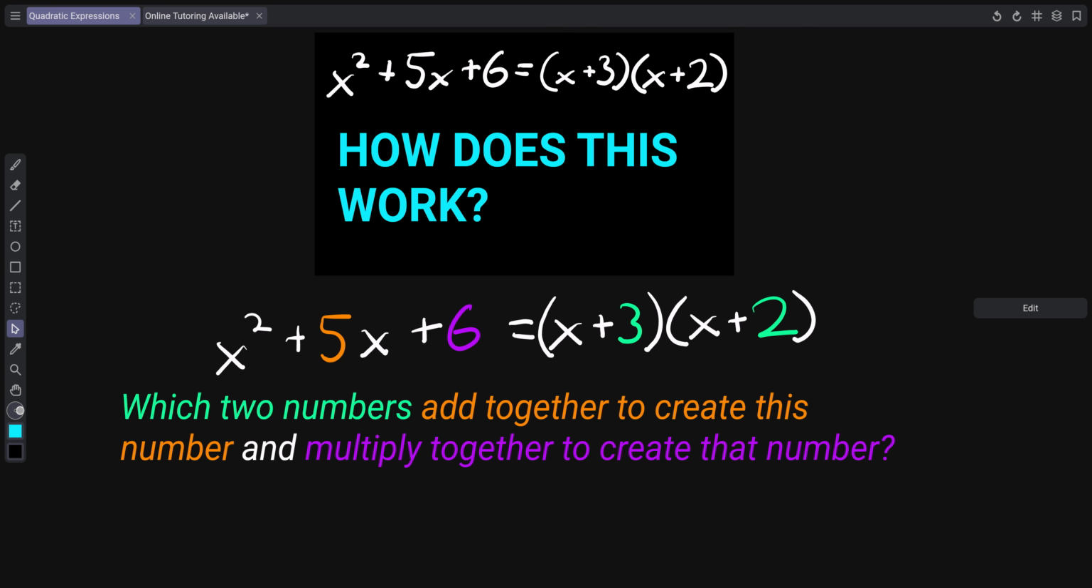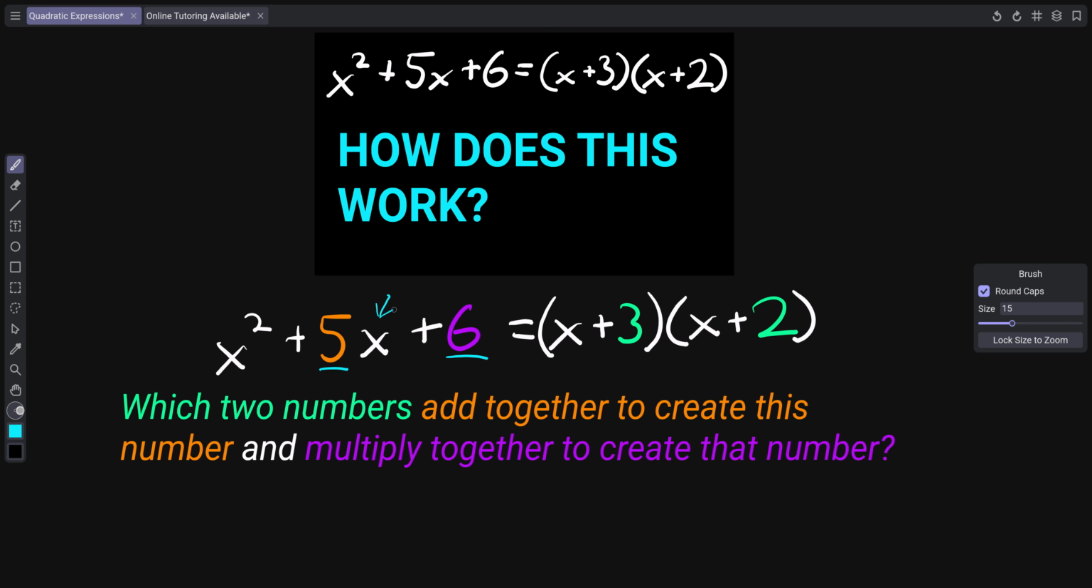So the question that you want to be asking yourself when you are factoring quadratic expressions or quadratic equations is which two numbers add together to create this number and multiply together to create that number. So in this instance of x squared plus 5x plus 6, you can see that we have a 5 here and a 6 here. And the 6 is a constant, which means there's no variable attached to it. And the 5 has this x here.